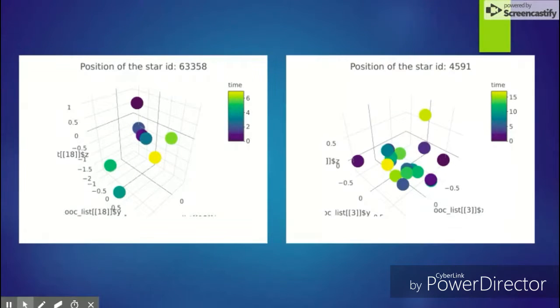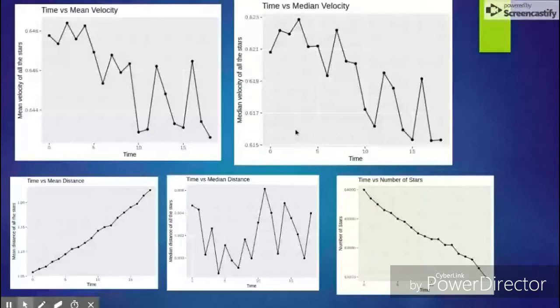Here are plots of stars which have left the cluster, and they are pretty random, which means that the timestamps were far apart. Here are some graphs which reinforce our assumptions of the star cluster movement.